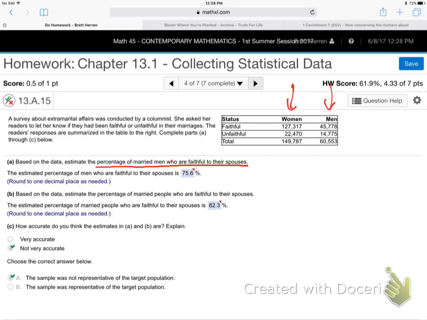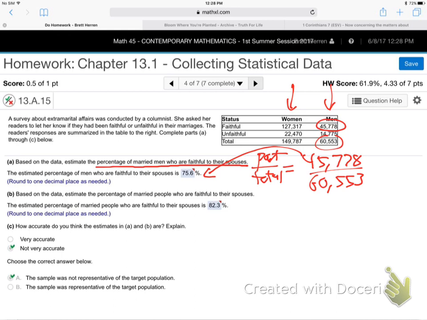How do we do that? Percentage faithful. So what do we do? Yeah, it's always the part over the total. So faithful men, that'd be the 45,778 over the total men, 60,553. Divide those, get the 75.6 number after you move the decimal two places. Is that good? So all these percentage questions are just over the total.